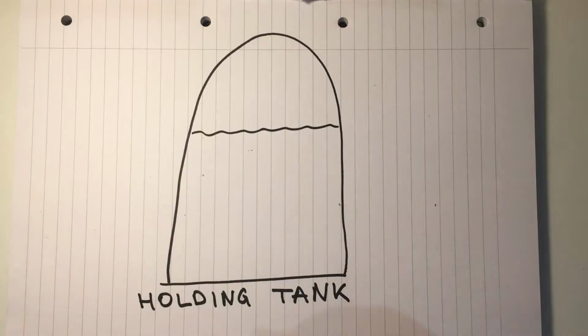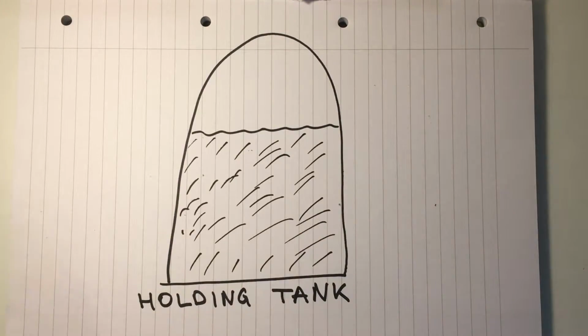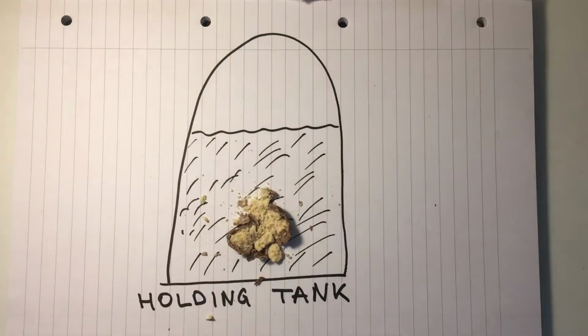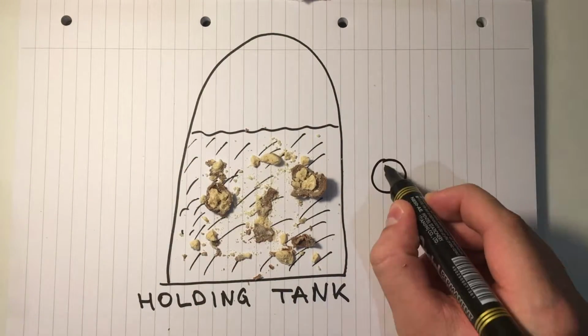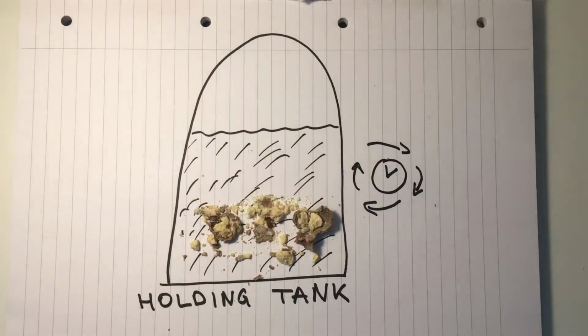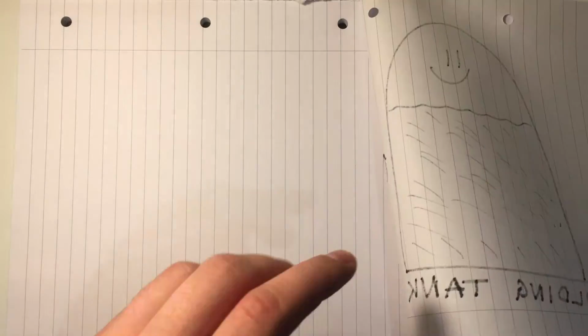The process simply involves crude oil being pumped into these large holding tanks where water and other contaminants are able to separate and settle out of the oil over time.